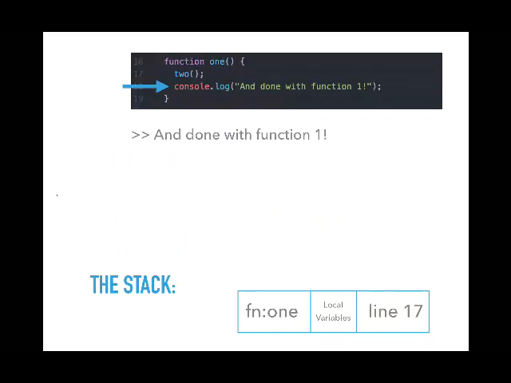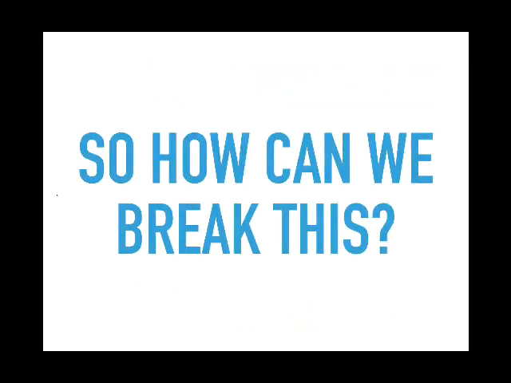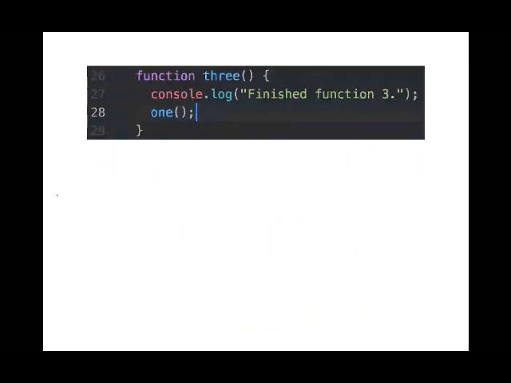So how can we break this? This was really nice and it worked really well. How can we break this model? How can we totally screw up the way that function dispatch works? Well, we could do this. Inside of that function three, we could call function one. Okay. This is like the snake eating its tail.